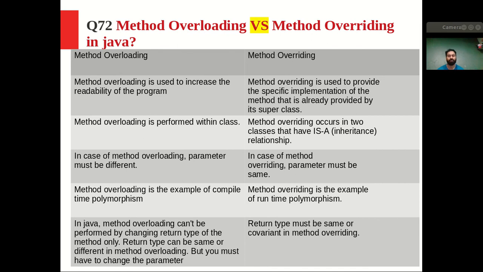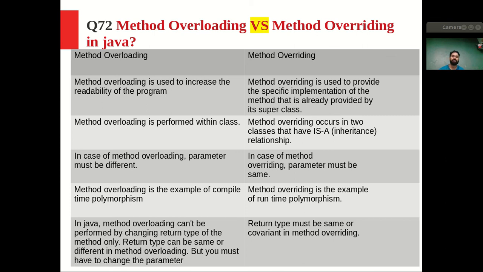So all these points are discussed already. The fourth point is that method overloading is an example of compile time polymorphism, and method overriding is an example of runtime polymorphism, right?